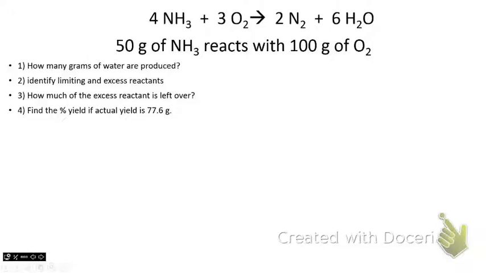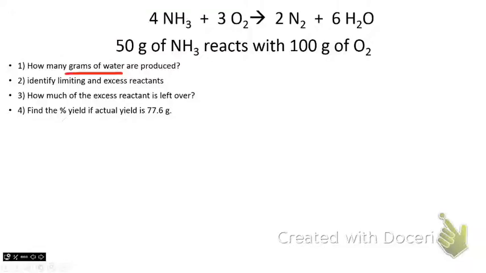So the problem reads, if you're given 50 grams of NH3 and it reacts with 100 grams of O2, the first question we're asked to solve is, number one, how many grams of water are produced? So that's kind of what we're after for number one. To begin these problems, I like to go back to my equation and first of all check to make sure it's balanced, which it is in this case. So I'm going to move on.